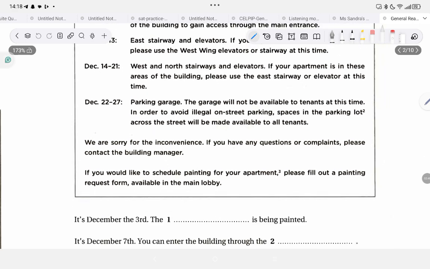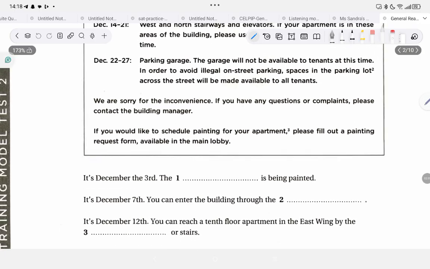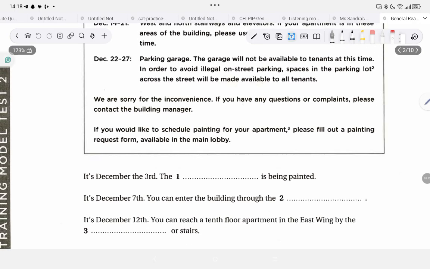Now, we're sorry for the inconvenience. If you have any questions or complaints, please contact the building manager. If you'd like to schedule painting for your apartment, please fill out the painting request form available in the main lobby. So, let's answer the questions.